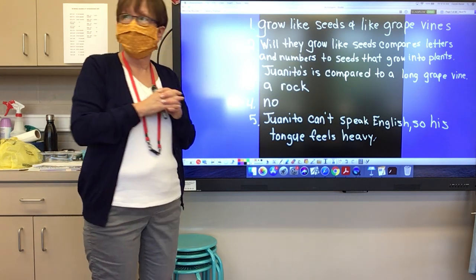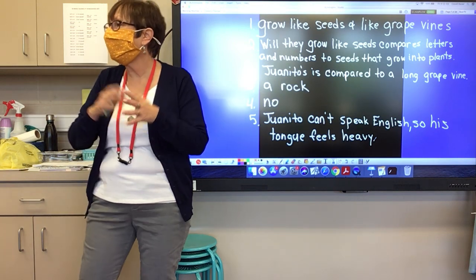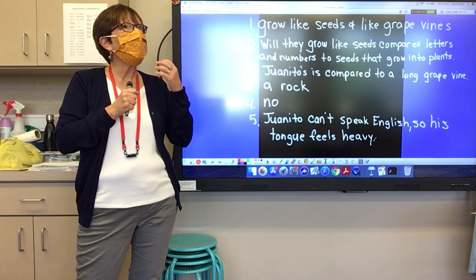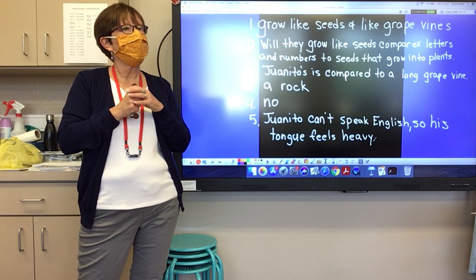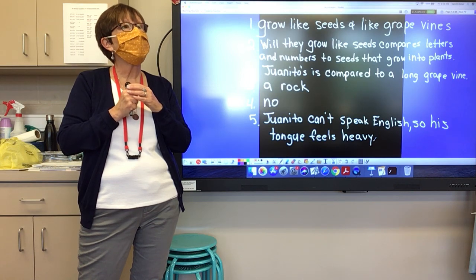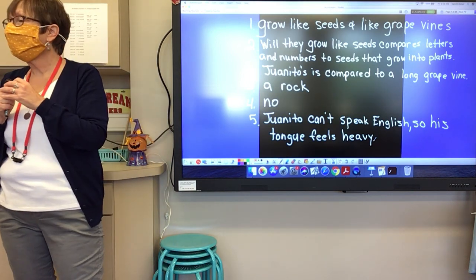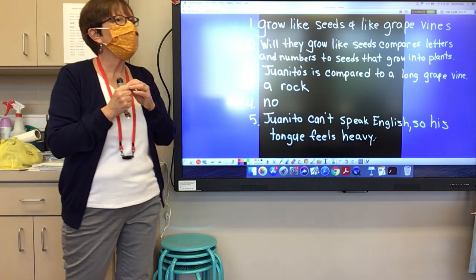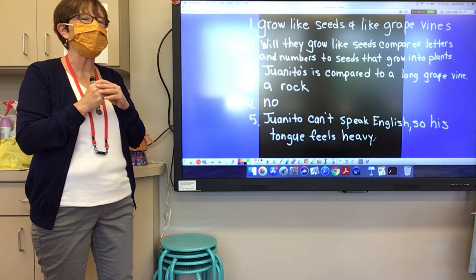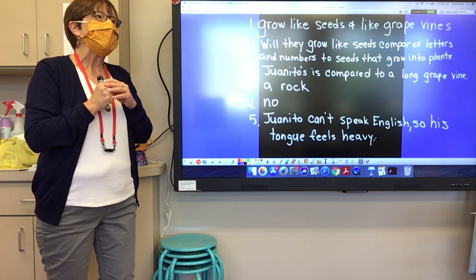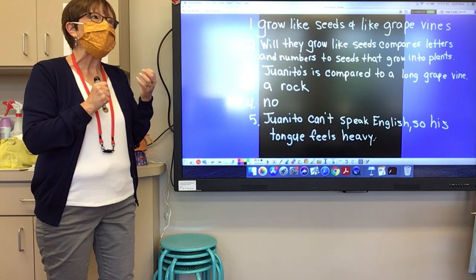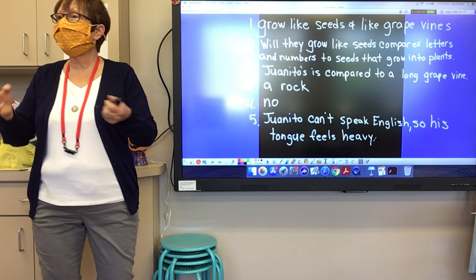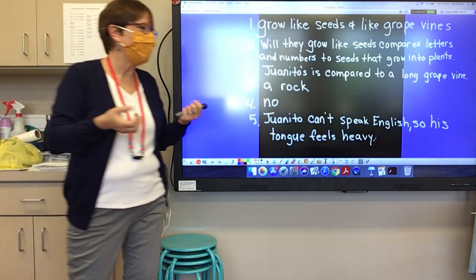That is for number 5. That's a continuation. We were kind of adding on to it, trying to figure out how Juanito feels. Yes, you can get your sweater. We're trying to figure out how Juanito feels. He's not feeling so sure of himself. His excitement at school has really kind of disappeared because he realizes that he doesn't speak English. He's not quite fitting in like he wanted to.